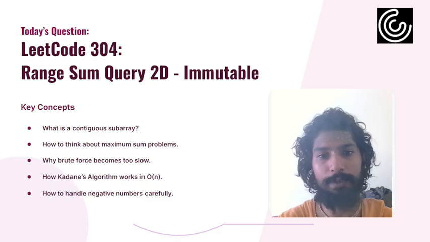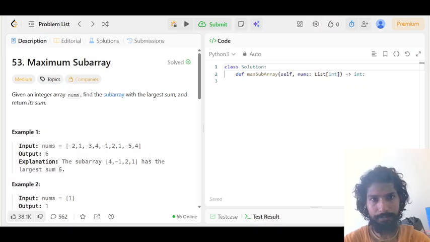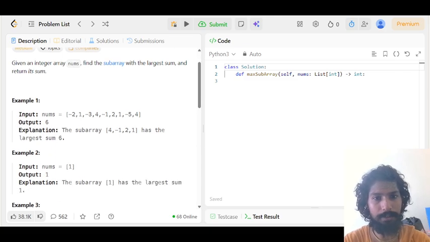Let us understand the problem first. We are given an integer array nums. We have to find the contiguous subarray with the largest sum and return that sum. Contiguous means the elements must be continuous. We cannot skip elements. For example, nums equals -2, 1, -3, 4, -1, 2, 1, -5, 4. The answer is 6 because the subarray 4, -1, 2, 1 has the maximum sum, as you can see in the example.